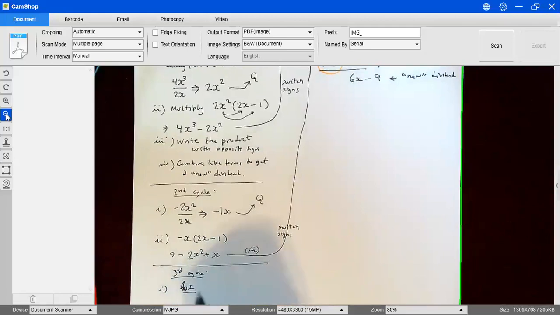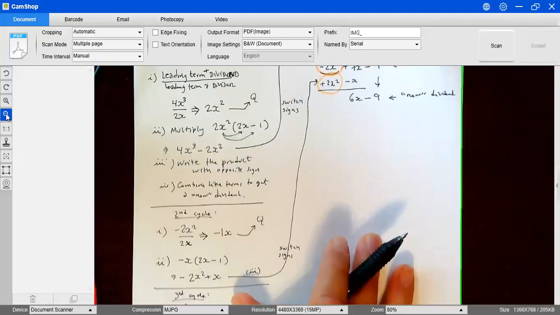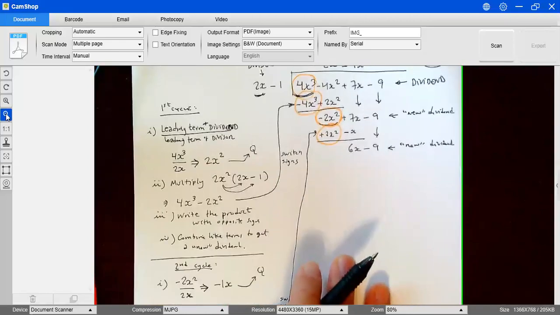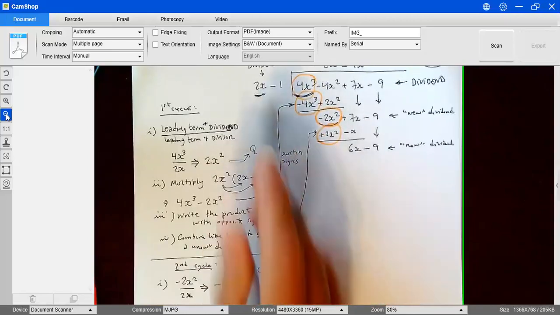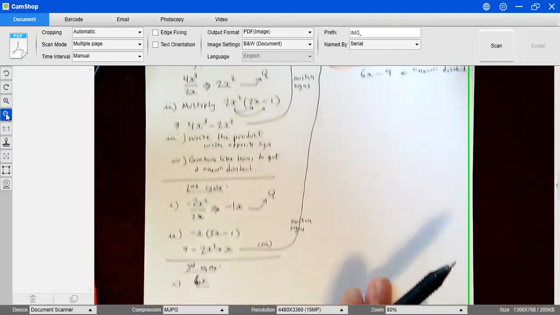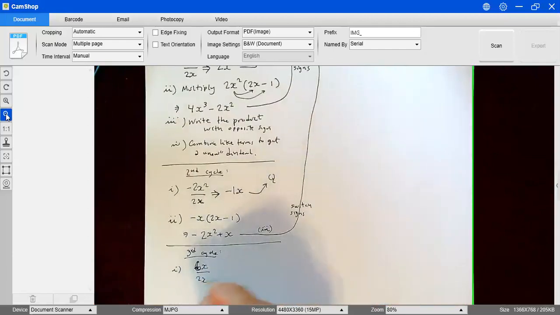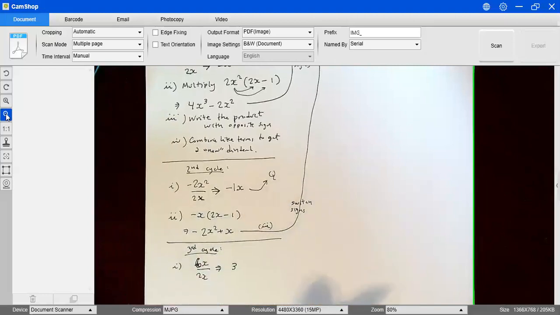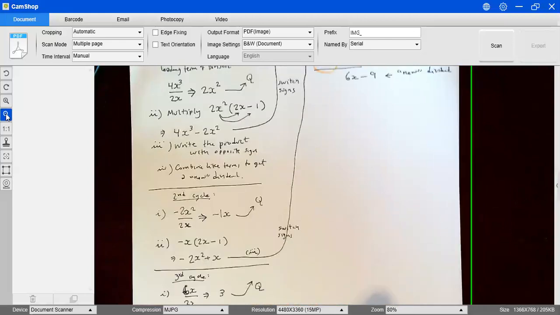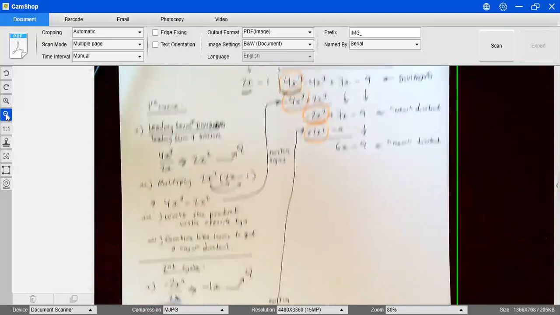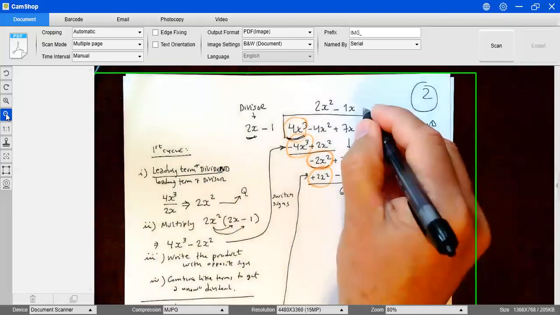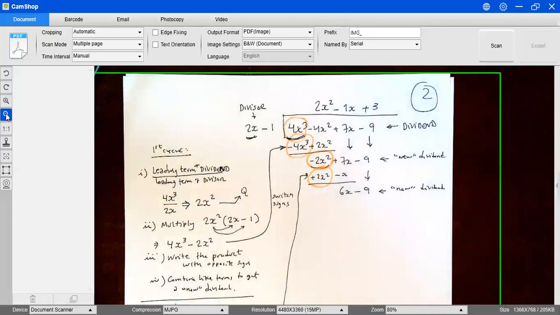6x divided by the leading term of the divisor is just 2x. So I'm going to divide this by 2x. Again, I'm dividing two monomials. 6 over 2 is going to be 3, and x over x is just 1. They cancel each other. So this is another term for the quotient. It's going to be positive because this 3 is positive. I need to write a sign all the time, positive 3.